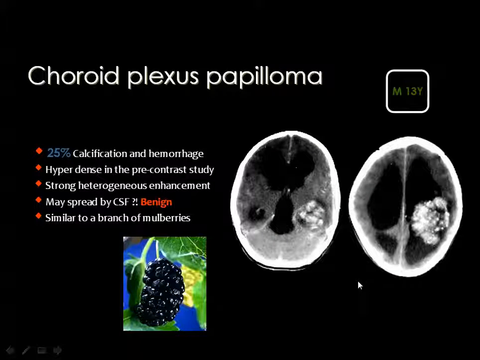Then the choroid plexus papilloma, about 25% of the lesions may show calcium and hemorrhage, and being a benign or almost benign lesion, it may show CSF seeding. Whenever you inject contrast media, it will show a strong heterogeneous enhancement. The strong enhancement is because of the hypervascularity, and the heterogeneous enhancement because of the frequent areas of bleeding inside the tumor. Then this tumor has a characteristic lobulated surface, which is similar to mulberries.